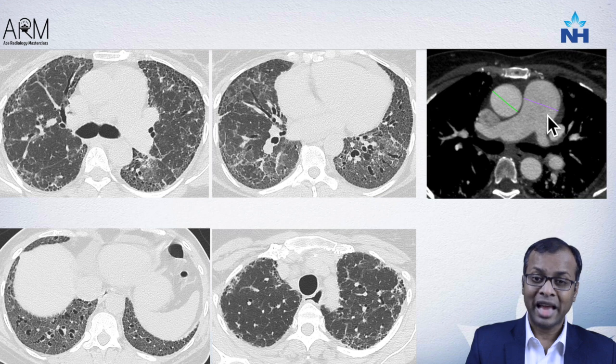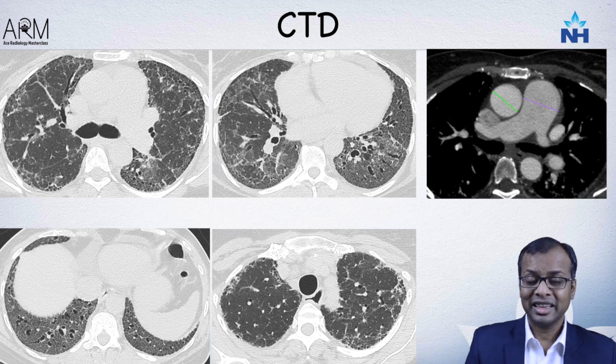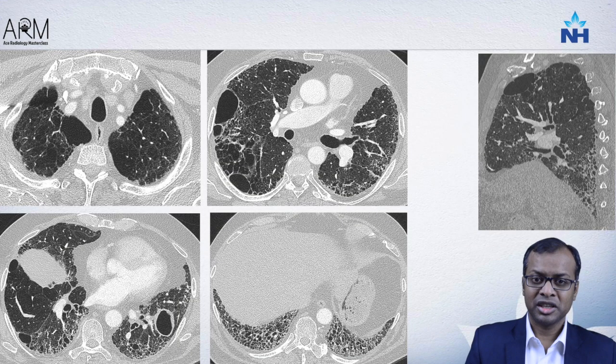And of course, you can have pulmonary hypertension secondary to pulmonary fibrosis, but this was a case of, again, connective tissue disease with pulmonary hypertension and pulmonary parenchymal disease. One common disease pattern which we are seeing more and more today compared to what we used to see in the past is this. You're seeing subpleural disease.